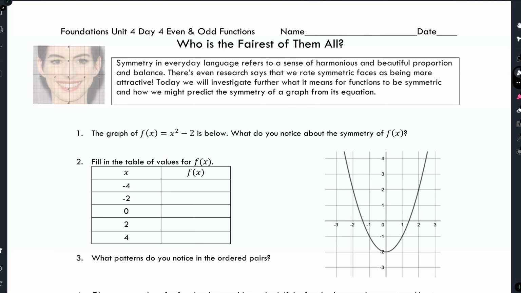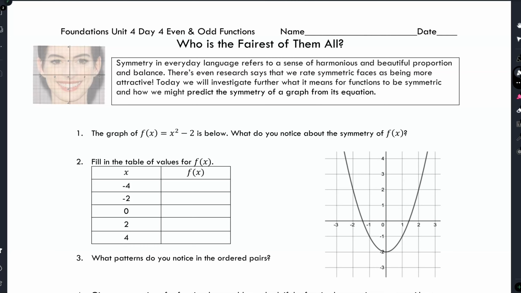Alrighty, so symmetry you learned about in geometry. It's about how proportional things are, how they're in balance, such as you can see Anne Hathaway over there. Her face is very symmetrical. There's even research that says that we rate symmetric faces as being more attractive. Today, we will investigate further what it means for functions to be symmetric.